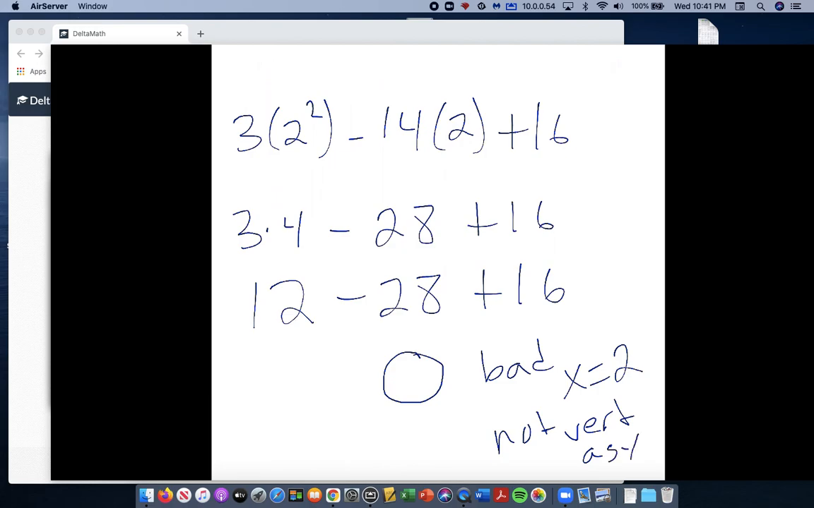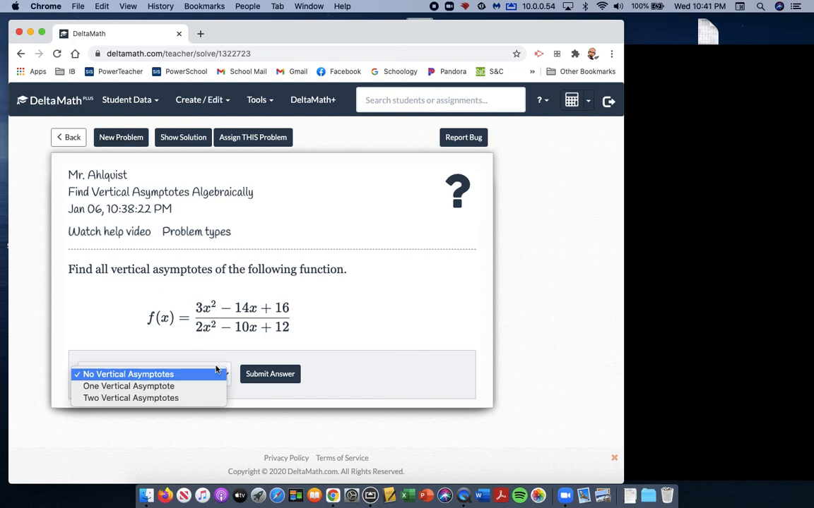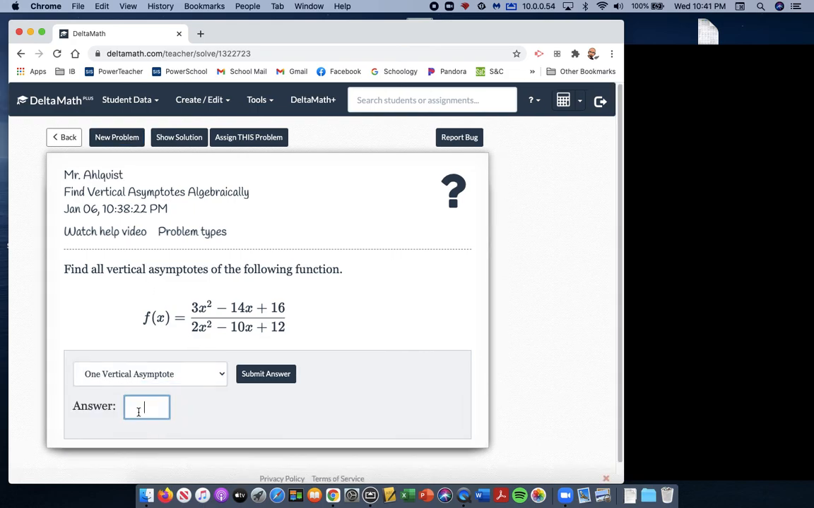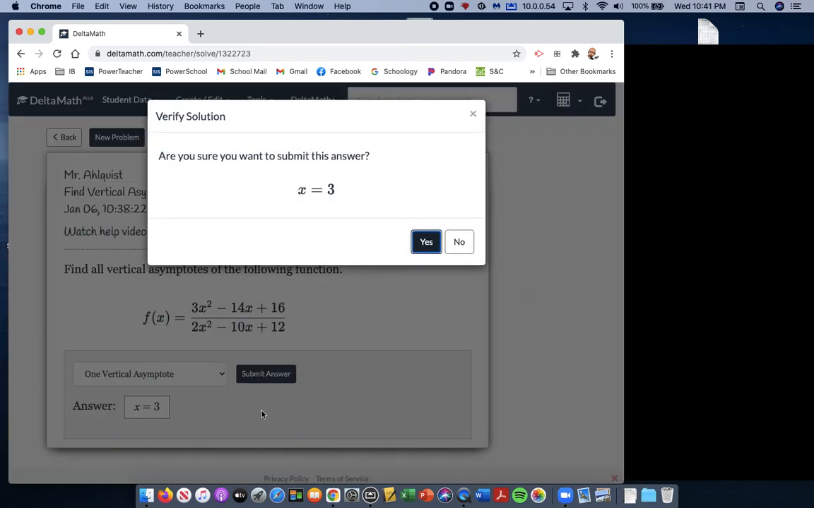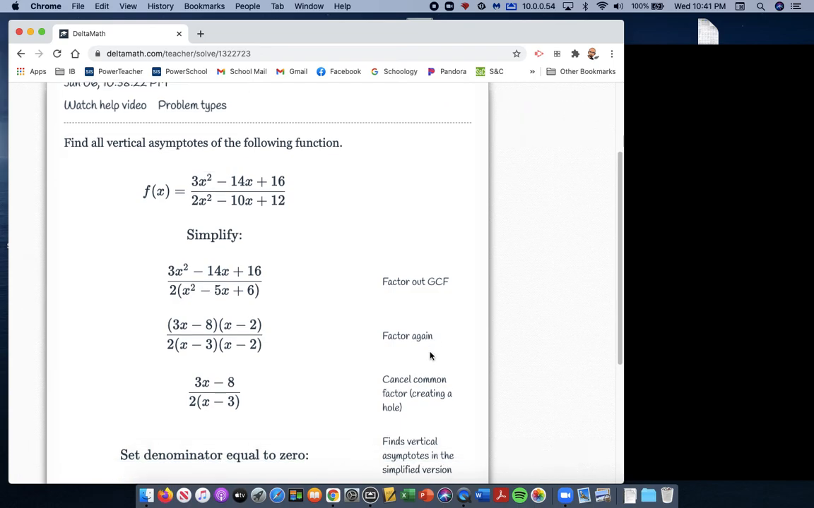We only have 3. So go back over here. There's one vertical asymptote, and it is x equals 3. Submit that answer. That's what we get, and it talks about it. It actually factors the numerator and the denominator and then moves on.